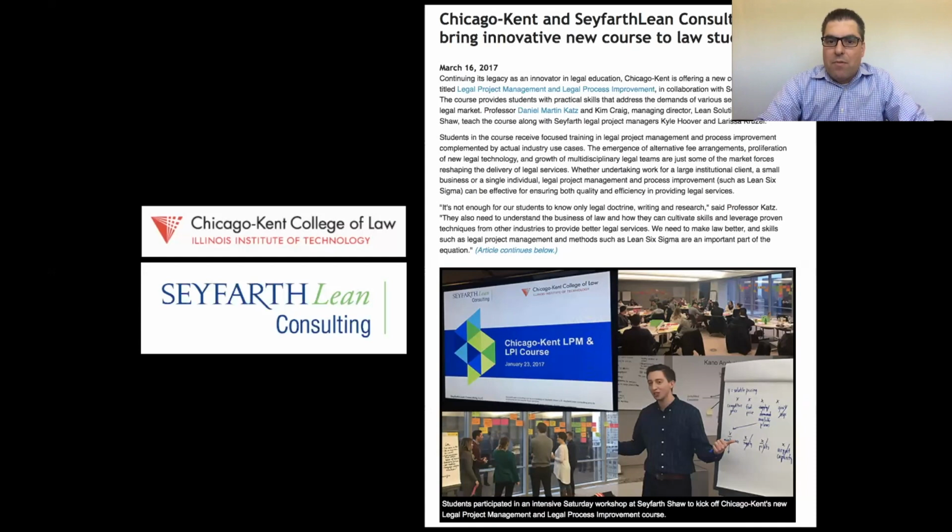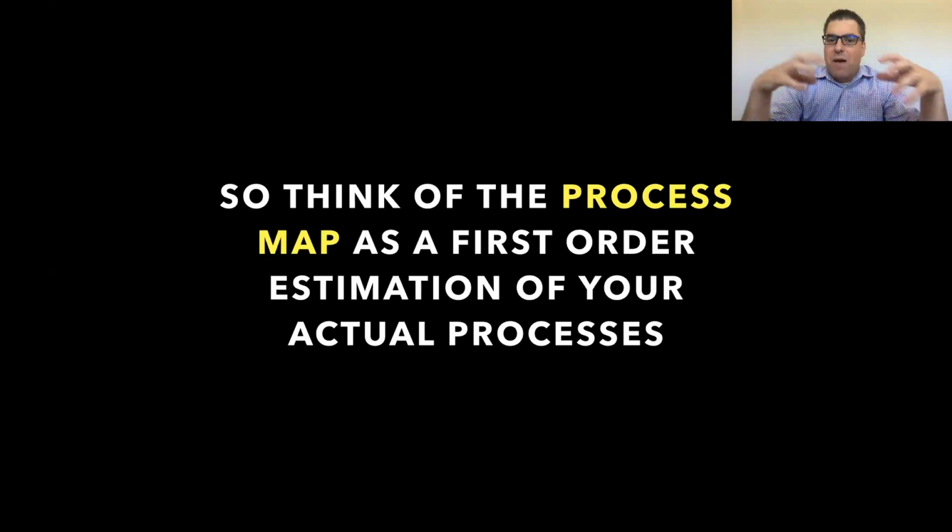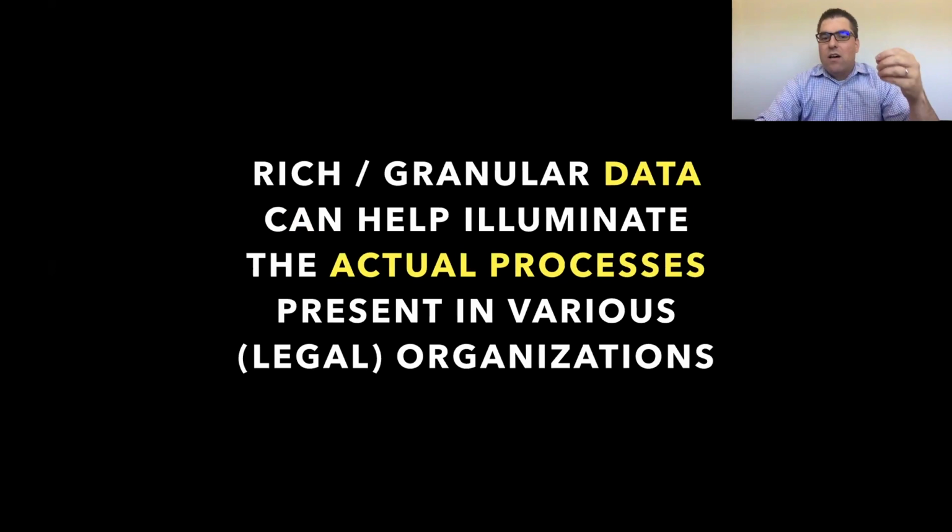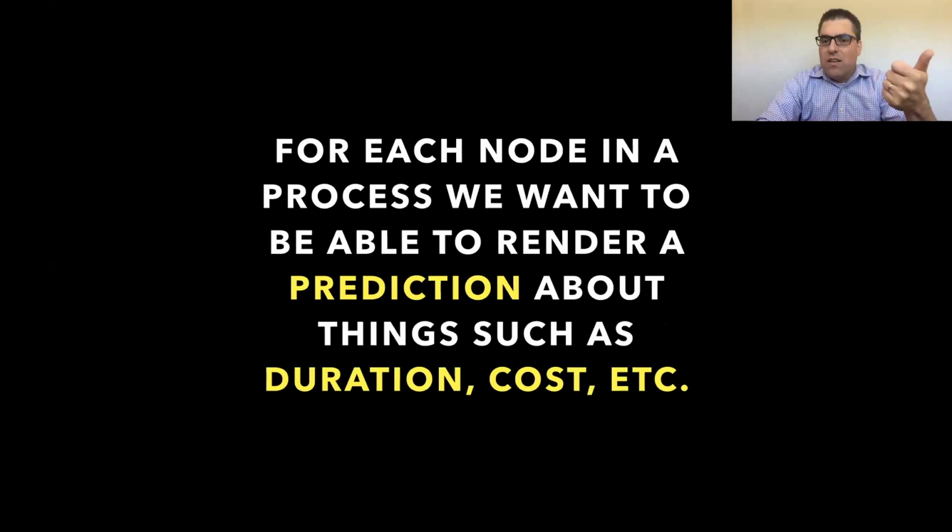But last thing I'll say is I want to talk about combining process maps with data, because every process map is kind of an estimation of the reality of what the process is. When you connect that with data is when it gets really interesting. So you use data to illuminate what the actual processes are and then be able to answer questions, make predictions. These are the questions people always want to ask. How long is it going to take and how much is it going to cost? But if you don't know the process and you don't have any data, it's pretty hard.